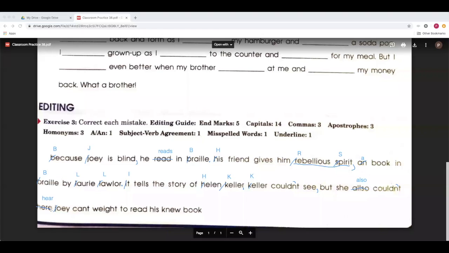Joey, let's capitalize that name, and it's the beginning of the sentence. Joey can't wait. Man, we have so many mistakes here. Again, we need an apostrophe for this contraction. Joey can't wait. Wrong wait. Let's write the correct one. Joey can't wait to read his new book. We have the wrong new. Let's make it the right one, N-E-W. It's new book. We need a period at the end of our sentence. All right, and there you have it.